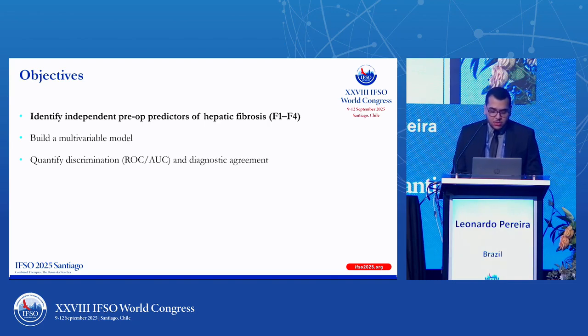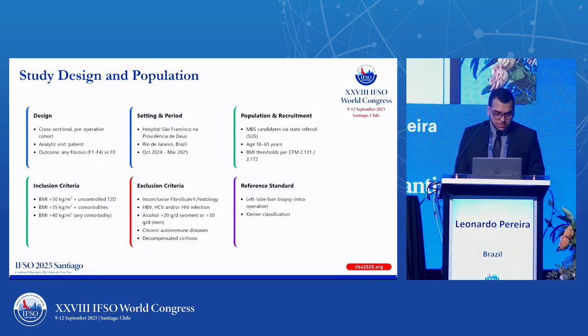It's in this context that our study tries to identify independent clinical and laboratory predictors of hepatic fibrosis in patients with obesity undergoing metabolic and bariatric surgery. Besides that, we had 2 more goals. First, to build a simple multivariable model with the fewest variables but the strongest impact. Second, to evaluate the model's performance, checking its discrimination through the area under the curve and its agreement with the biopsy results. So, the goal was not only to find associations, but to test if the model could actually support clinical decision-making in the real world.